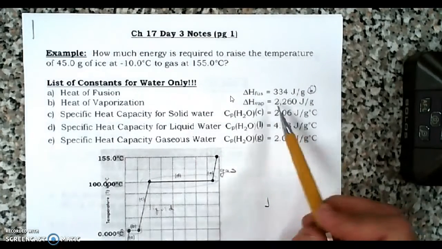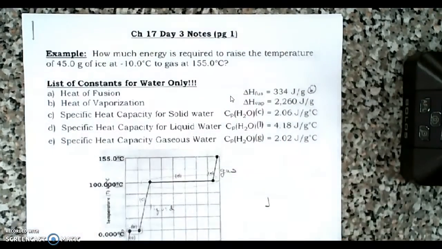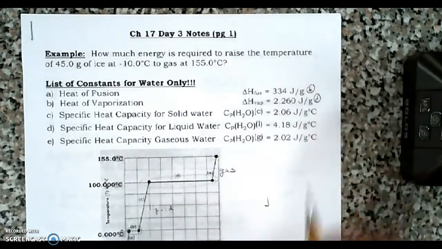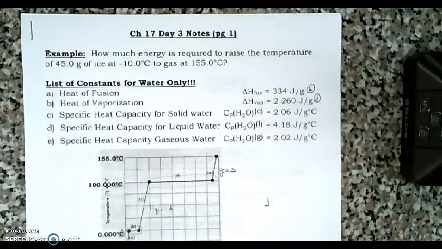All right, for this guy here, delta H for vaporization, that right there is for the other plateau, D. So I'll put that here. We need that at part D. Why? Because when things are vaporized, they go from a liquid to a gas.